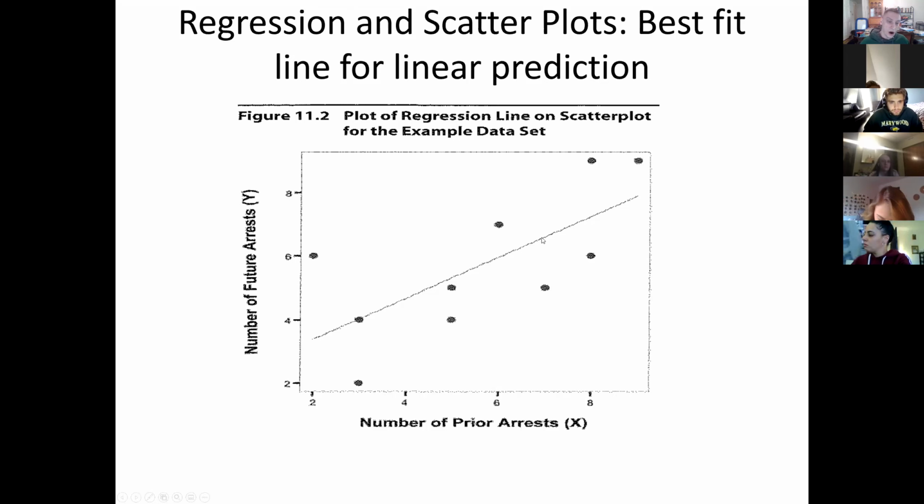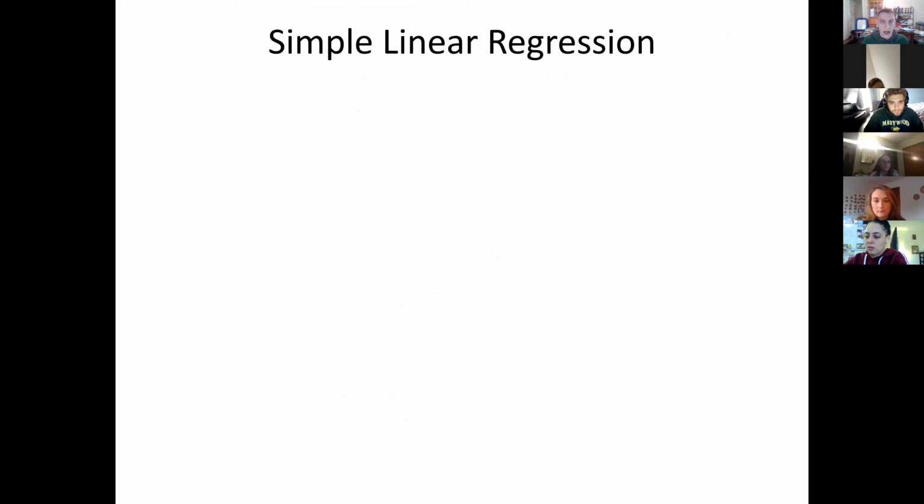So we are looking here at a positive correlation between number of prior arrests and number of future arrests, and this scatter around the line is considered error from the regression line. This is a sampling of the population, what we think is a representation of what's going on in the population based on this sample, and this is the line of best fit. So that's graphically what we're trying to do in simple linear regression.